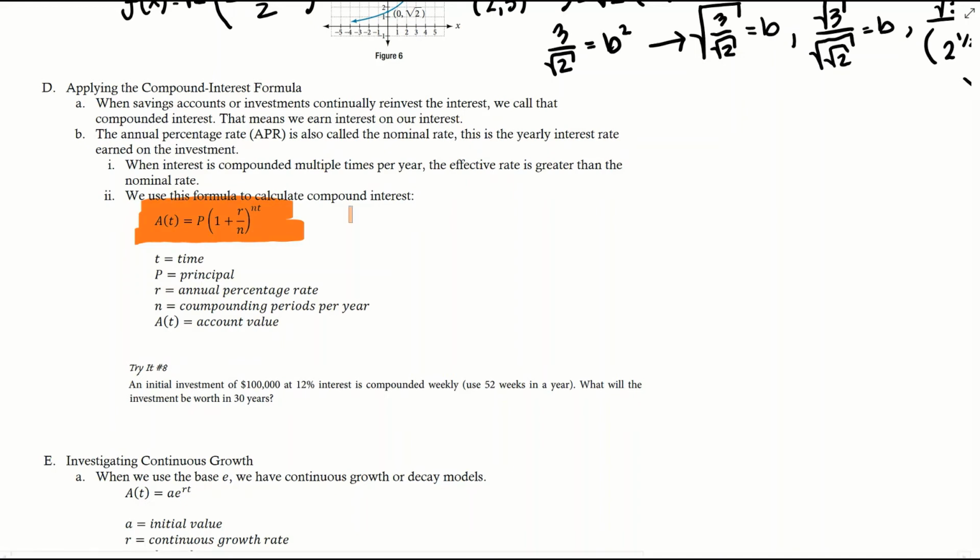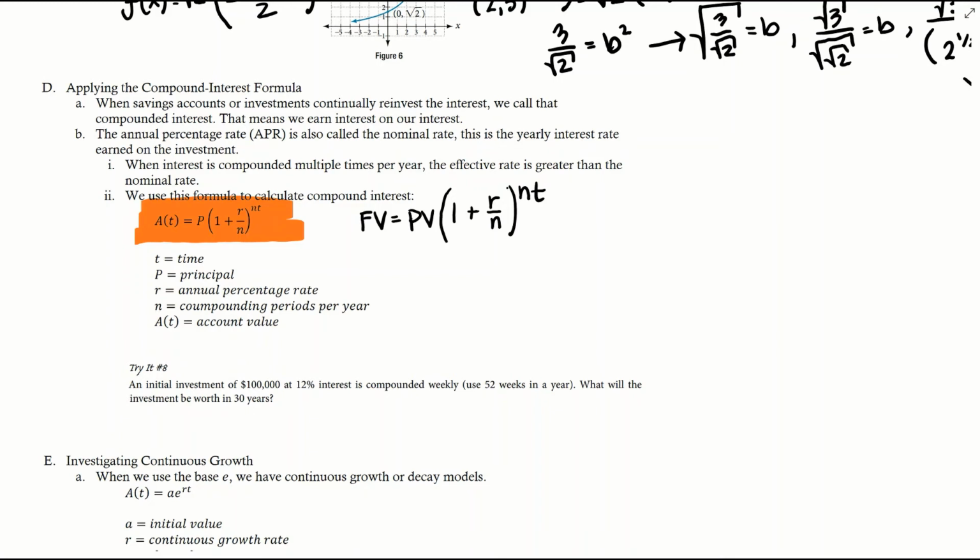There's another form of this equation that some of you may have seen, where it would be future value equals present value times (1 plus r over n) to the nt. This was a common way to show it when I was in school.